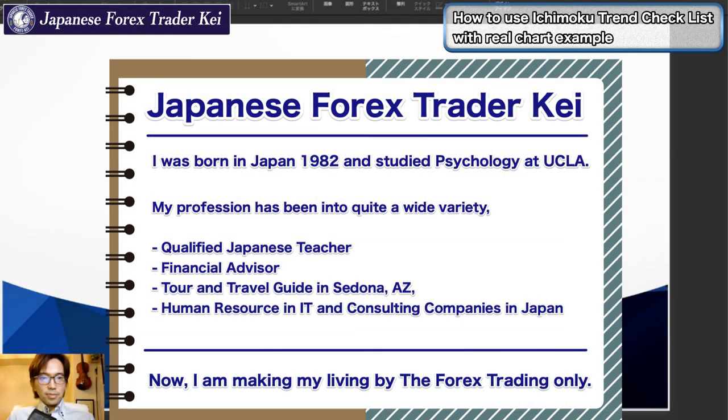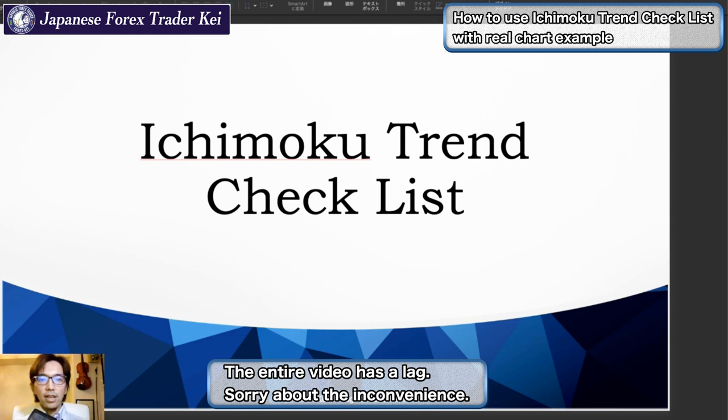So yeah, this is the Ichimoku Trend Checklist that I created a while ago. It's actually been here for a couple of days now. I created this a couple of days ago, and I am explaining the market based on this checklist. And this is based on Ichimoku analysis.